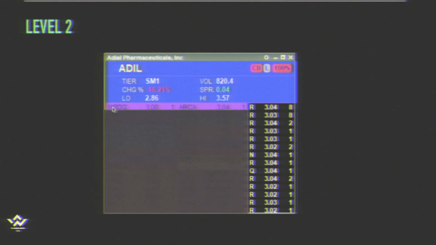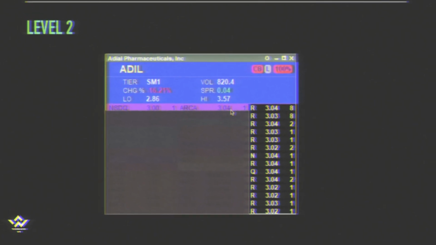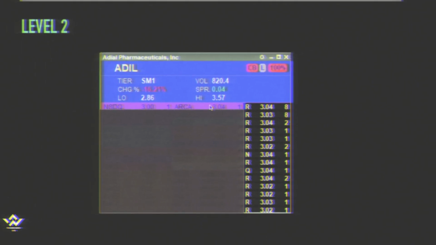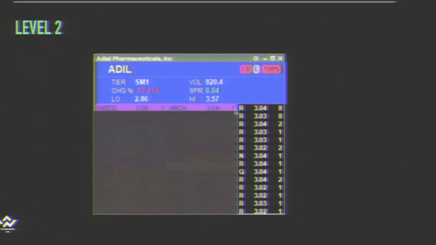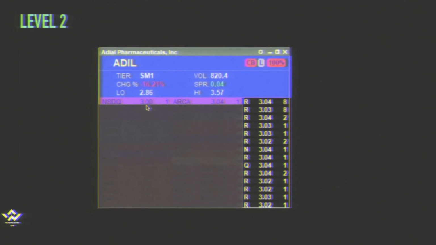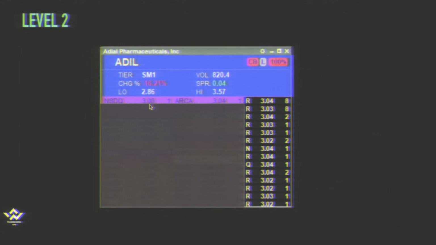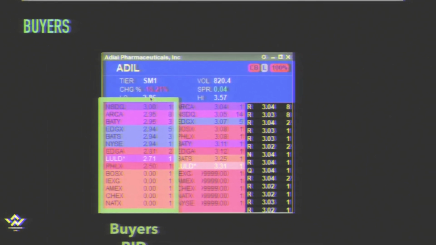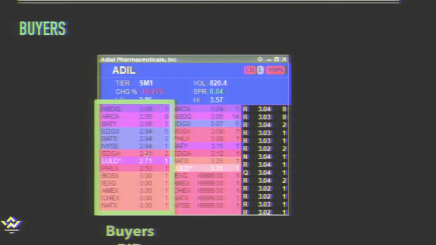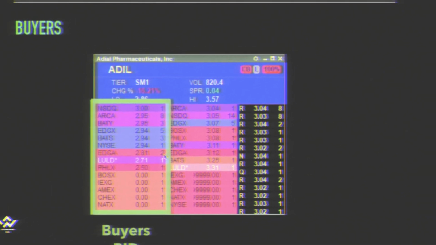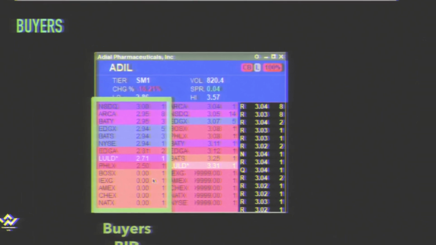So the very top row here is the level 1 data, and it shows the best price that someone is willing to sell the stock for, which we see is $3.04 for 100 shares, and the best price that someone is willing to pay for the stock, which is $3 at 100 shares. So if we expanded our level 1 data, it shows all the different limit orders that have been placed at each price, along with the amount of shares available at each price. All the buyers are on the left side column.